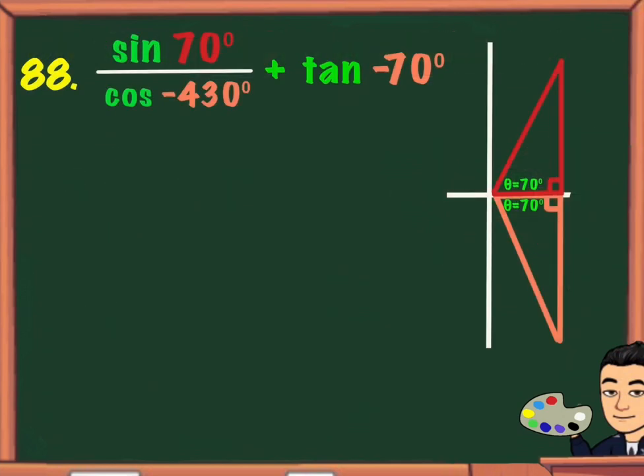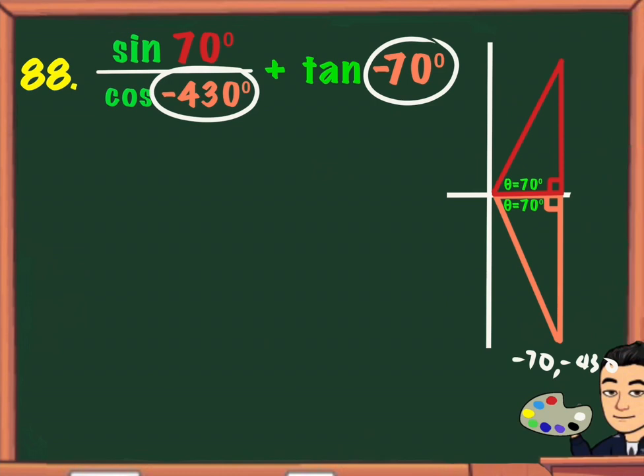For number 88, we got negative 430 degrees and negative 70 degrees. They are coterminal angles, so they have the same terminal side. So we can put negative 70 and negative 430 here sharing the same terminal side. And 70 degrees is right here. All three angles have the same reference angle.